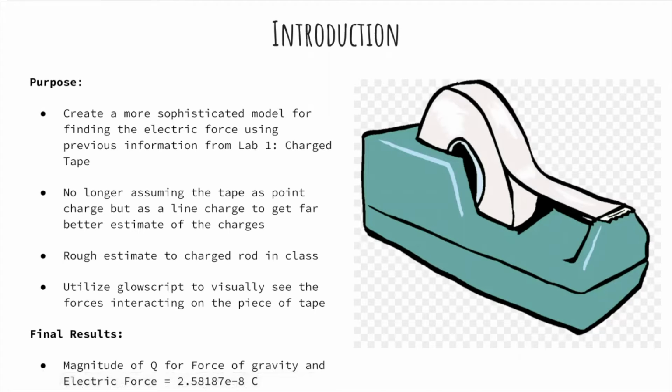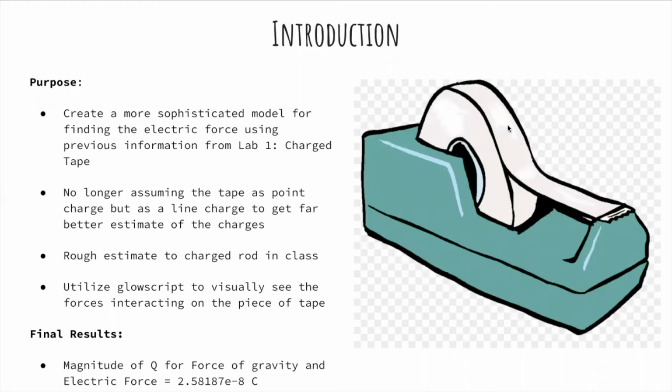And we were going to be doing that by, instead of treating the tape as point charges, treating them as a line charge. And this would help us to get a far better estimate of the charges. And we would end up having to find an estimate for Q in order to approximate and get our electric force and gravitational force to be equal to each other.